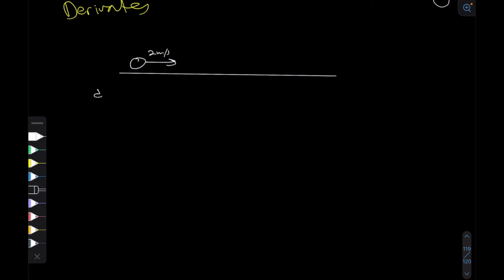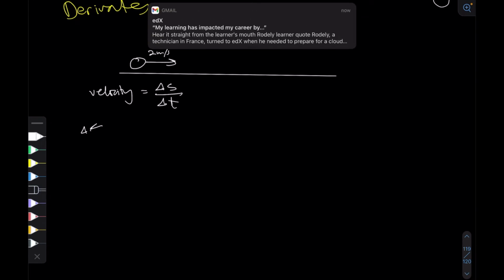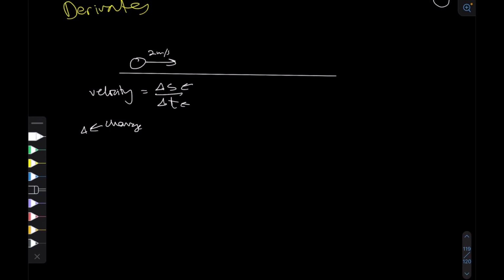So for those who don't know, velocity is the rate of change of displacement. So delta S over delta T. Delta basically is a Greek symbol which means change, right? And S is often used for displacement, T is often used for time. So the rate at which displacement changes, i.e., how much change of displacement was there for a certain change in time, is how we define velocity.